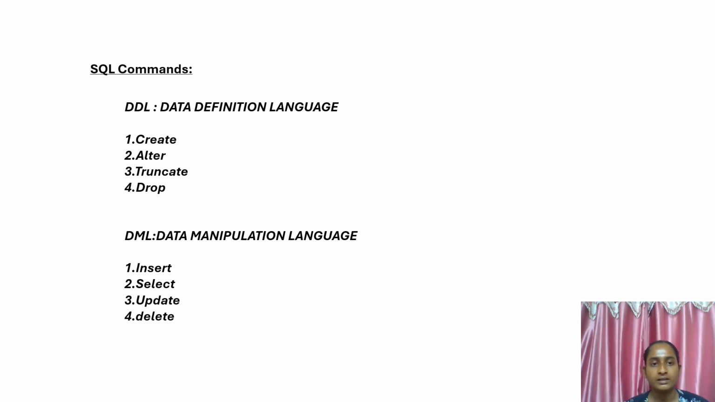Create, alter, truncate, drop are the commands of DDL, data definition language. DDL is used for structuring the table. Insert, select, update, delete are the commands of DML, data manipulation language. This is used to manipulate the data present in a table.